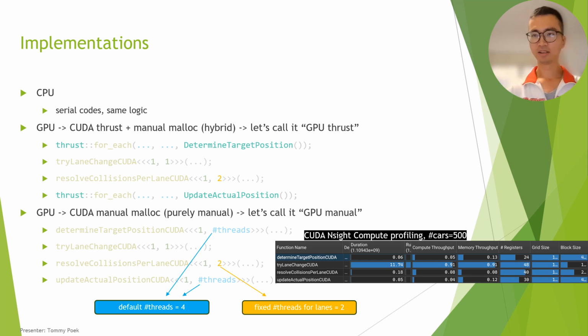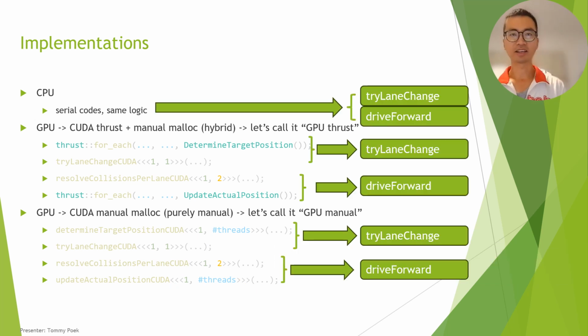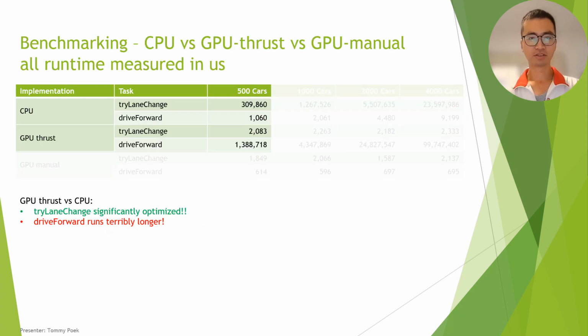Okay. So once again, as I increase the traffic size, to make it simpler to profile, I will just profile the two main tasks here, try lane change and drive forward, for each implementation. Let's look at them. So as I said, I started with the first scenario, which is 500 cars only.